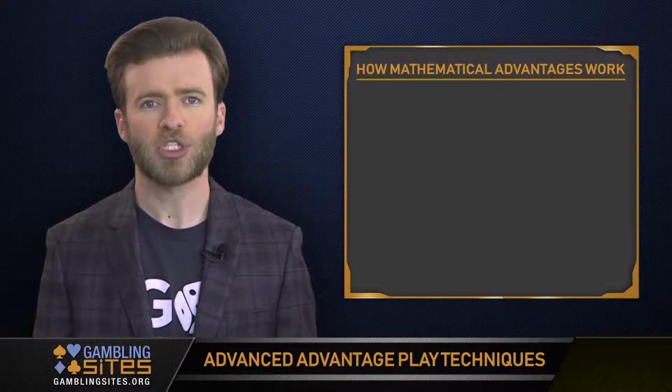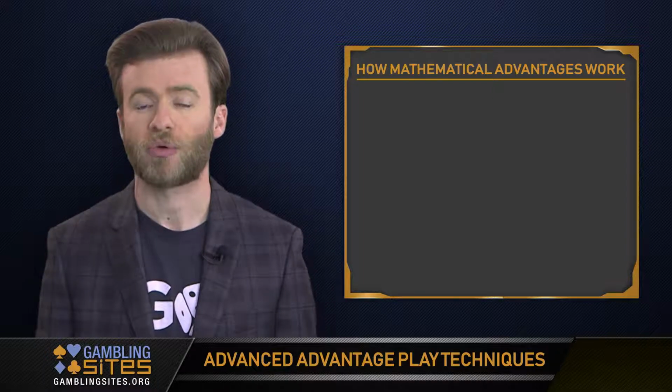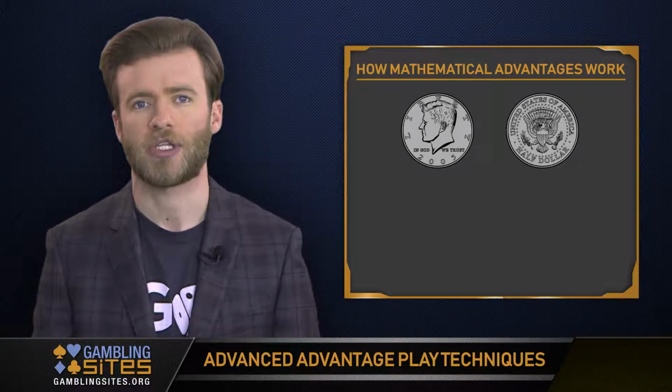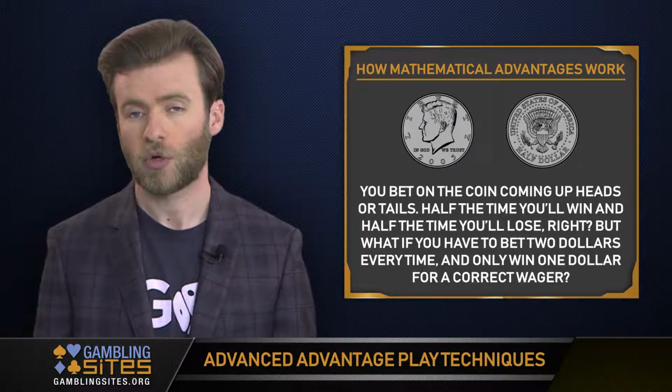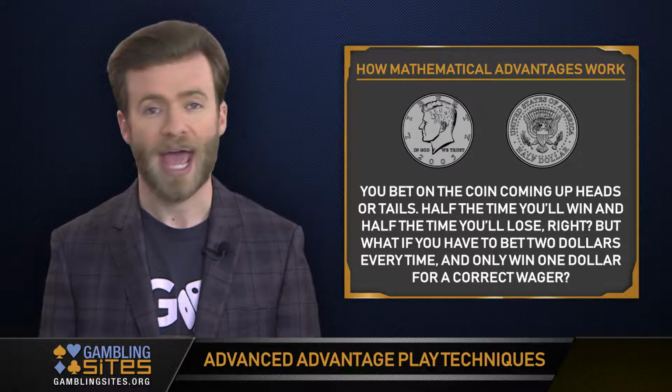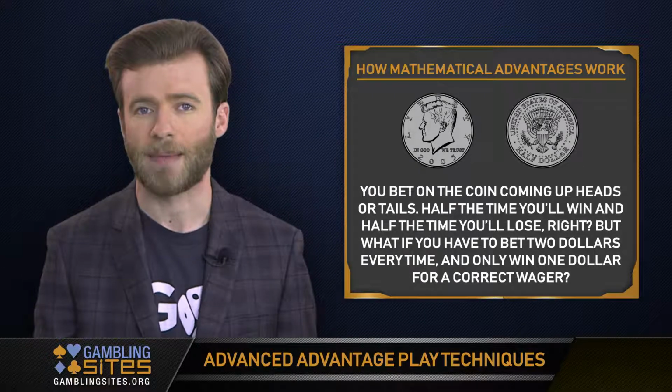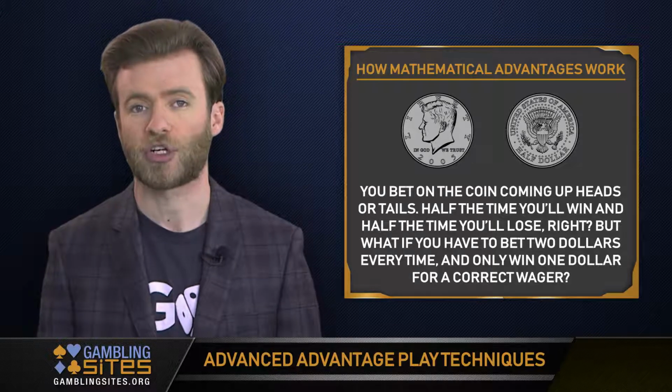work. The simplest way to explain probability and odds is through an example. You can also find our complete video on odds and probability in the intermediate section. For this example, let's say you're playing a casino game based on a coin toss. You bet on the coin coming up heads or tails. Half the time you'll win, half the time you'll lose, right? But what if you have to bet $2 every time and only win $1 for a correct wager?